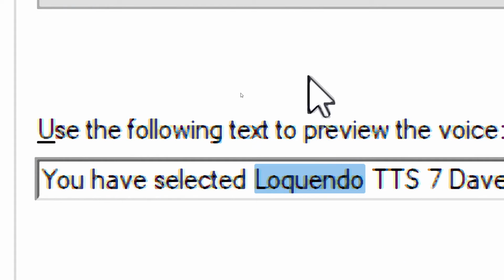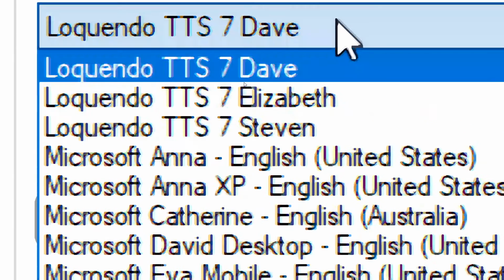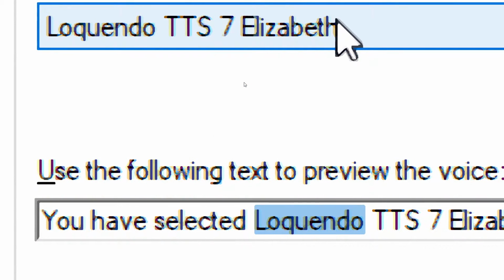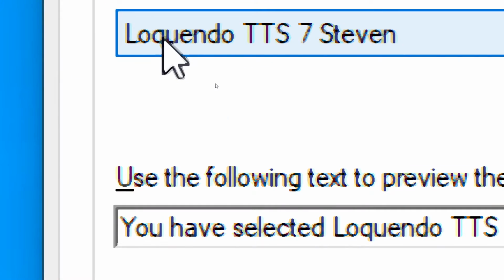You have selected Loquendo TTS 7 David as the computer's default voice. You have selected Loquendo TTS 7 Elizabeth as the computer's default voice. You have selected Loquendo TTS 7 Stephen as the computer's default voice.